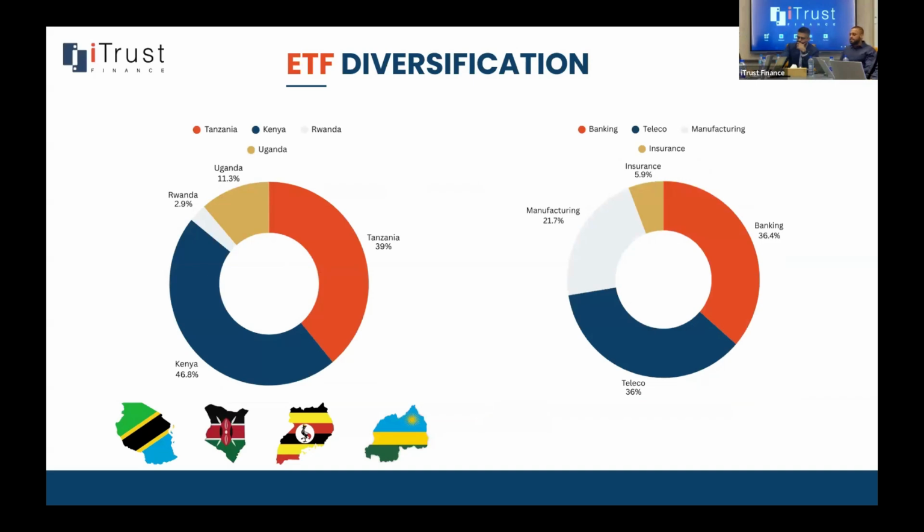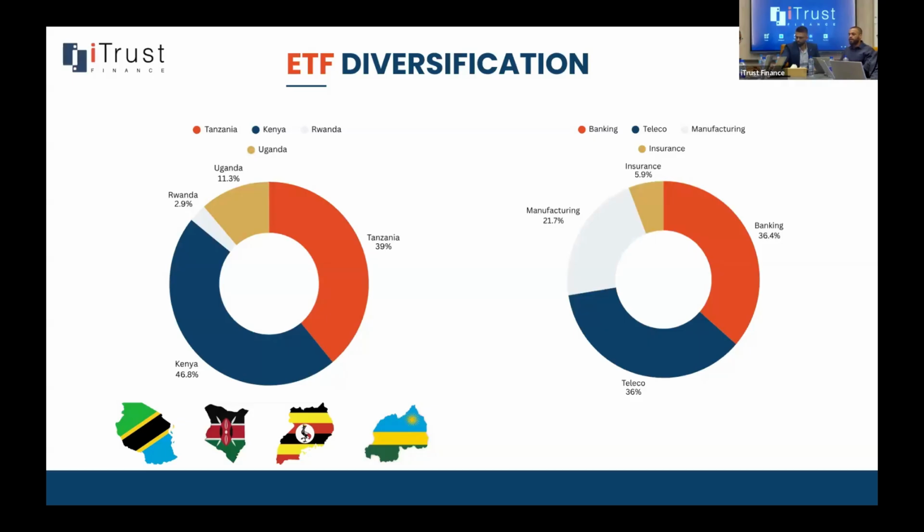Now, this is essentially a beautiful ETF. It has a nice diversified structure. The first diversification element comes from its country allocations, which means out of those 14 stocks that you saw, there's 39.39% that is allocated to Tanzania. We have 46.8% allocated to Kenya. We have 11.3% allocated to Uganda, and we have 2.9% allocated to Rwanda.